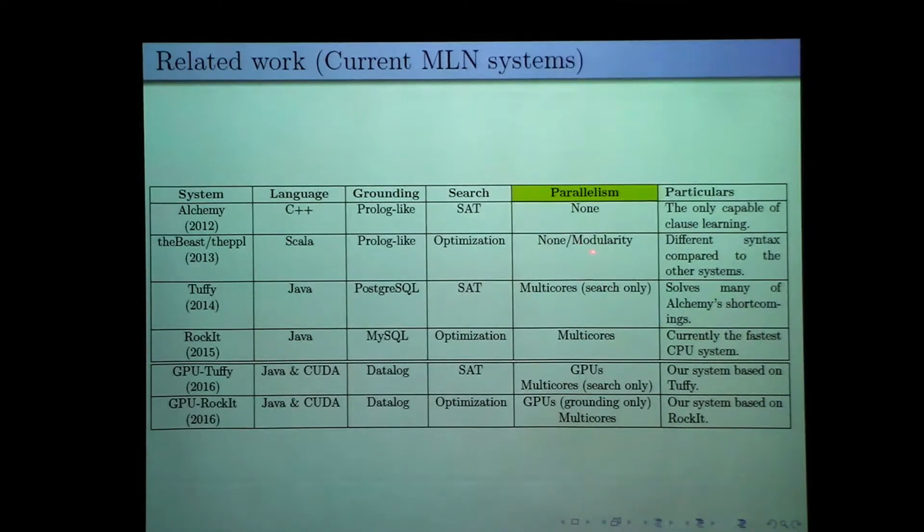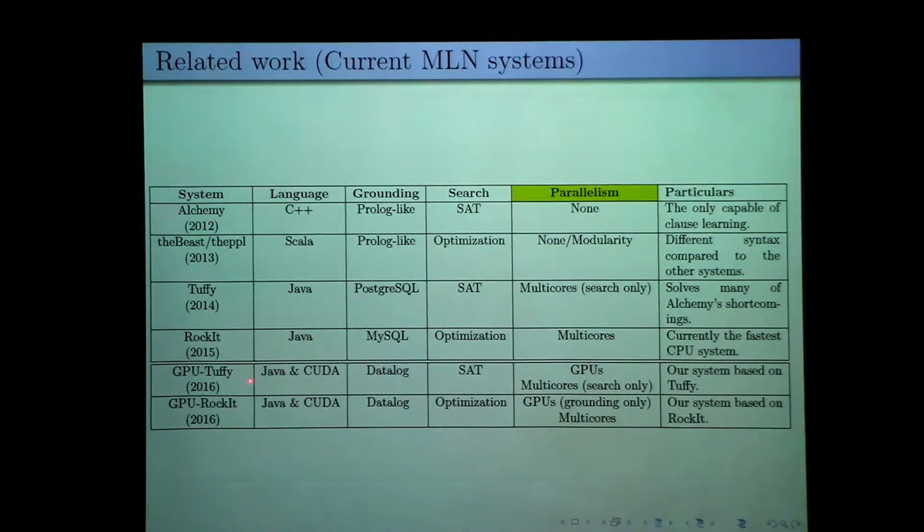The authors propose that you can have parallelism through the modularity of its components, but it actually doesn't have any parallelism per se. Then came Tuffy, which tried to improve upon Alchemy, so it follows the same approach, and it uses multicores on the search phase to parallelize the MLN processing. Then came the latest CPU system, which is ROCKIT, which is based on optimization, and this one tries to do most of the phases on multicores.